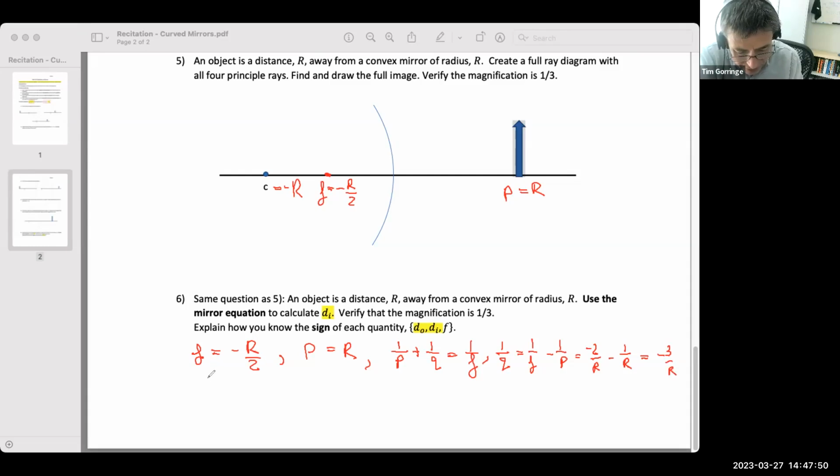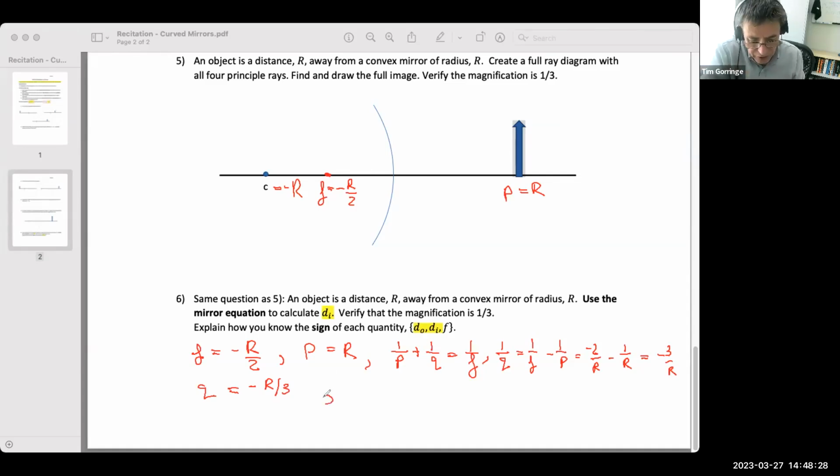And so that tells us finally that Q, if I invert minus 3 divided by R, is minus R over 3. So it's going to tell us the location of the image in terms of the location of the object. It's a third of the distance from the mirror. So it's going to be somewhere around here. And I put it behind the mirror because it's a negative number. So an image position behind the mirror is a negative number.